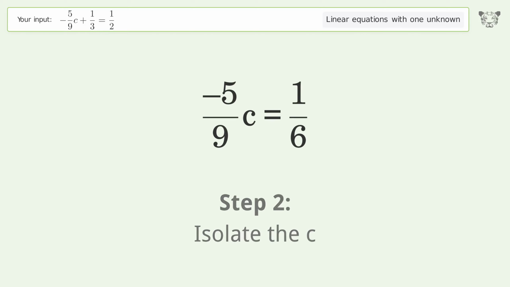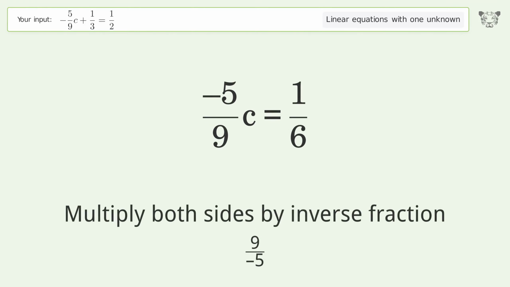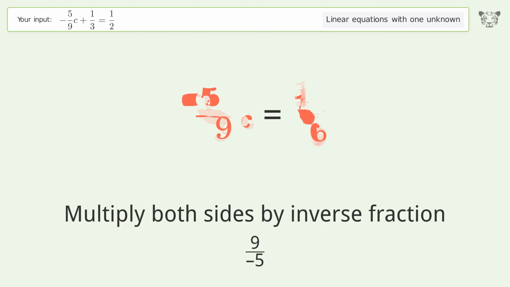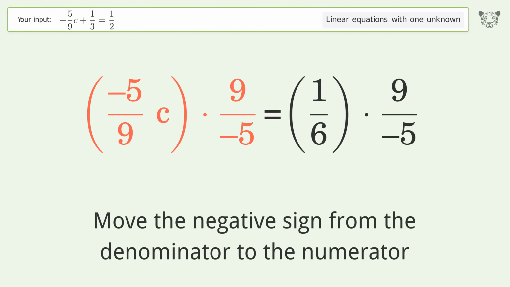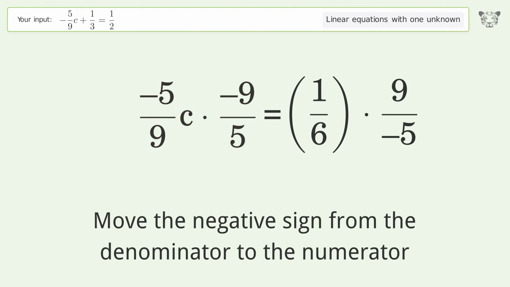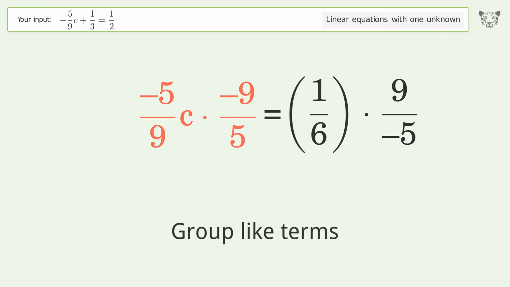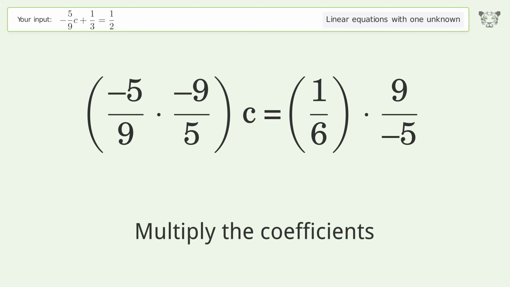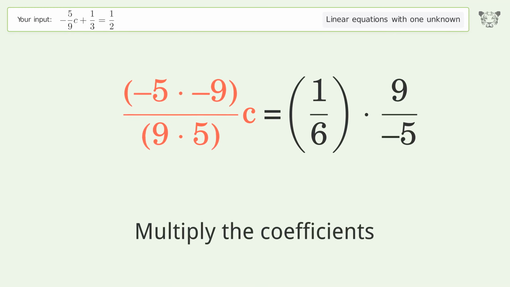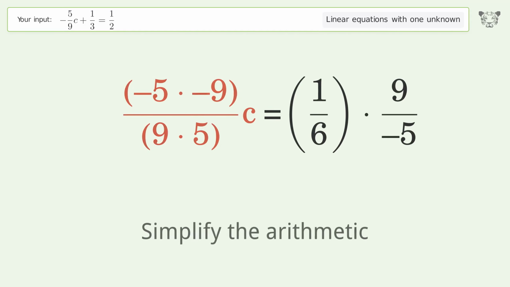Isolate the c. Multiply both sides by inverse fraction 9/-5. Move the negative sign from the denominator to the numerator. Group like terms. Multiply the coefficients. Simplify the arithmetic.